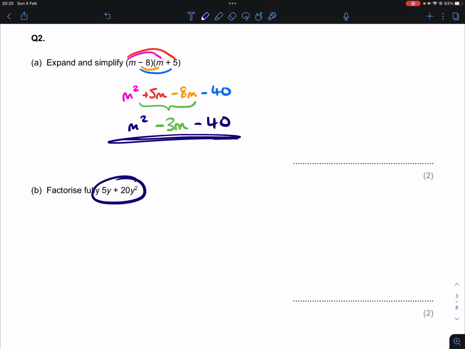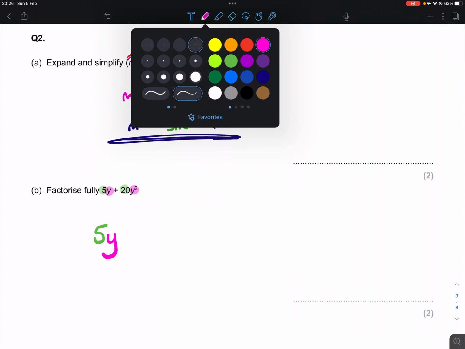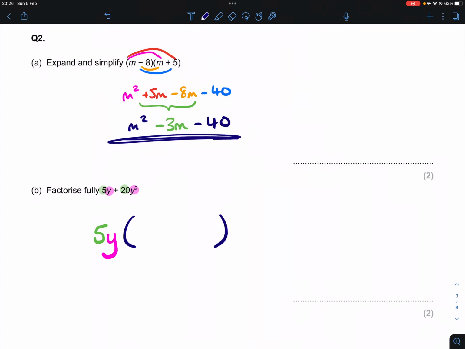Part B, factorize fully the following thing there. First thing we look for is a common factor. Both of these terms have multiples of 5 and both of them contain y's, meaning that we can get numbers out of here and we can also get y's. 5 and 20, the lowest common multiple is 5, and y and y squared, the lowest common multiple is y. So 5y will be our lowest common multiple that we can take out of those two terms.